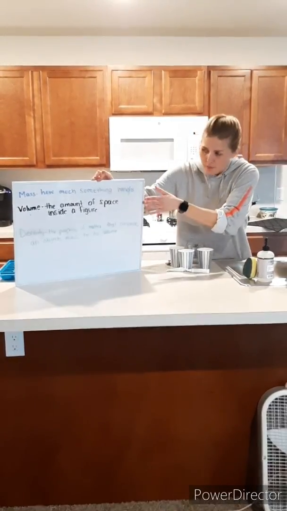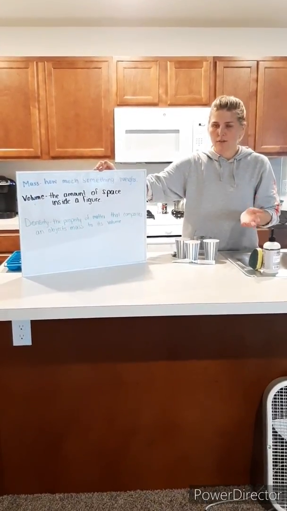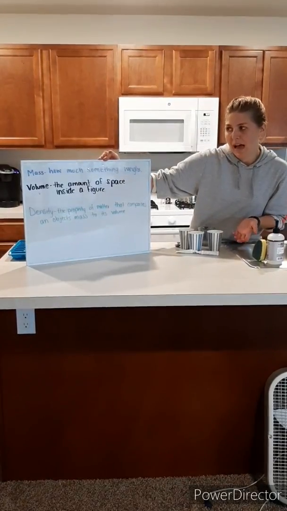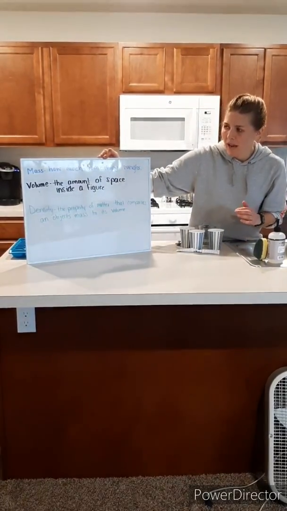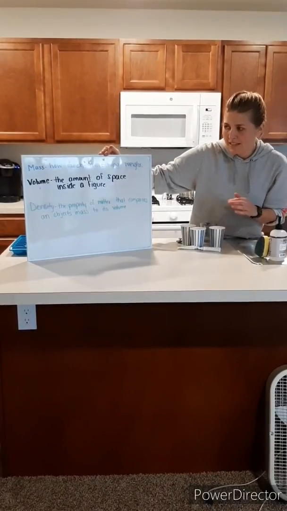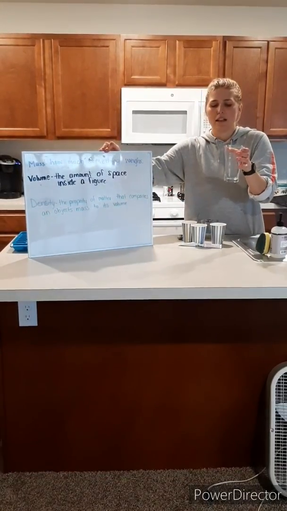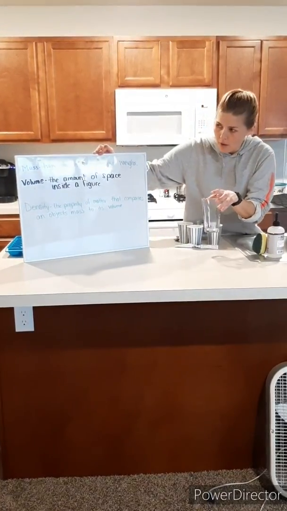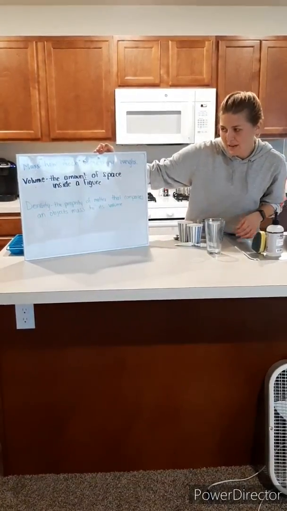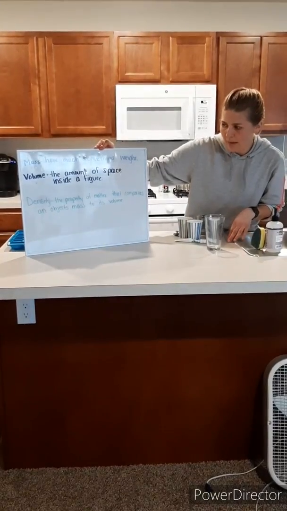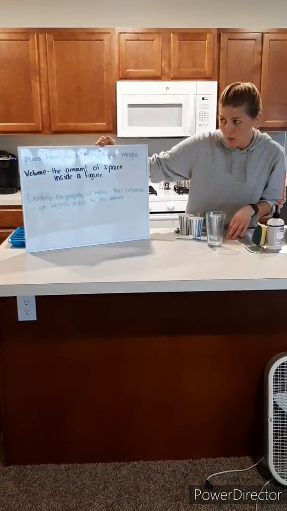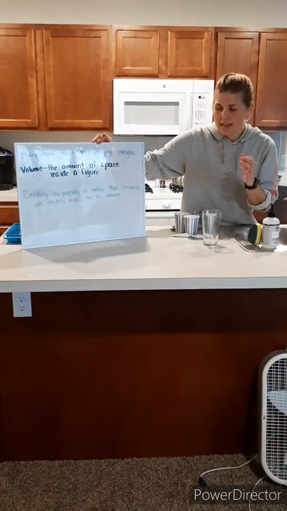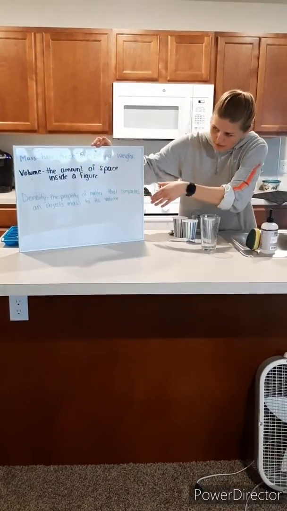So I'm going to go over some terms that I'm going to be using and also to help me keep things straight. So we have mass, which is how much something weighs. So it's another word for weight. And then volume is the amount of space inside of a figure. So if this glass, if we wanted to figure out the volume, we'd fill it up with water, and then how much water in there would be the volume. And then density is the property of matter that compares an object's mass to its volume. So the size of something, how much mass it has, and its volume equals its density.